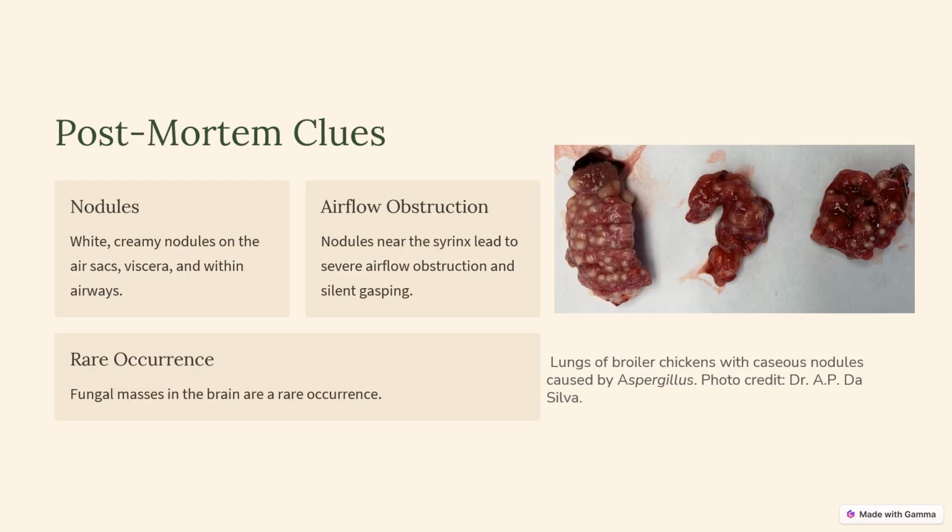Postmortem clues. The postmortem clues are nodules, white creamy nodules on the air sacs, viscera, and within airways, which cause obstruction to the airflow. Nodules seen near the syrinx lead to severe airflow obstruction and silent gasping. A rare occurrence of fungal mass is seen in the brain, and you can see here the aspergillosis nodules which were taken from the lungs of a broiler chicken.